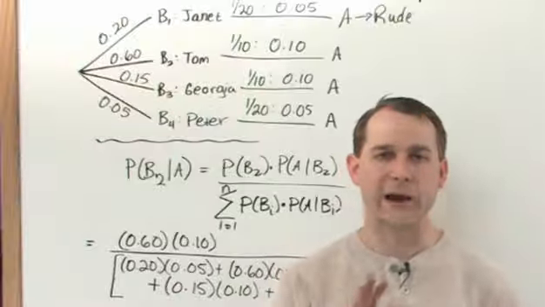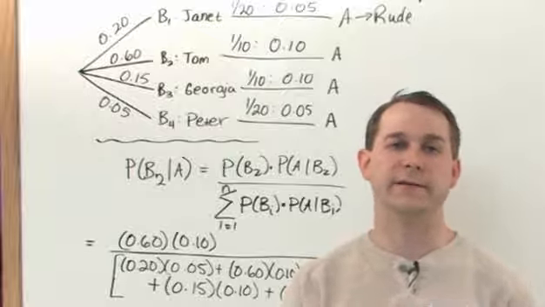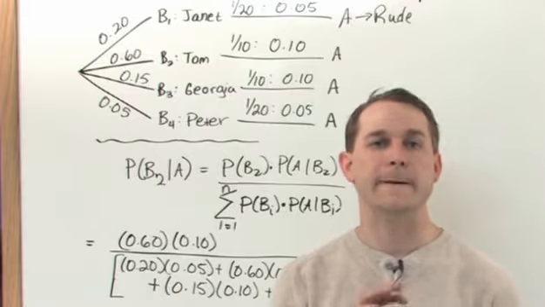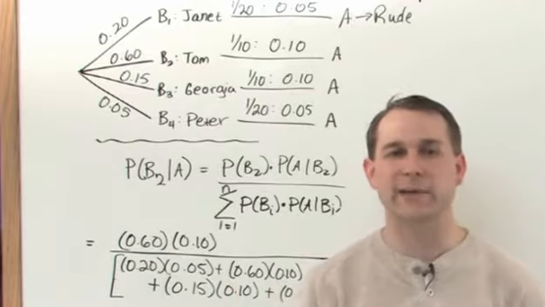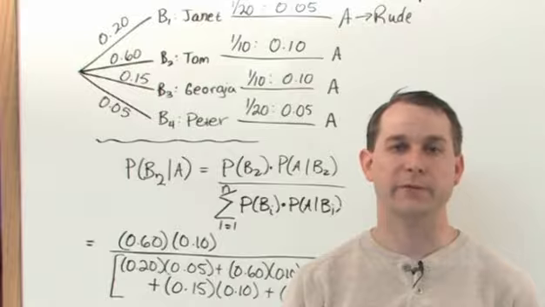So with some practice, if you just read these problems and figure out how they're organized, you'll pretty easily identify when you need to use Bayes' theorem. And when you do that, just label everything appropriately, label your paths appropriately, and I don't think you'll have too many problems with Bayes' theorem.